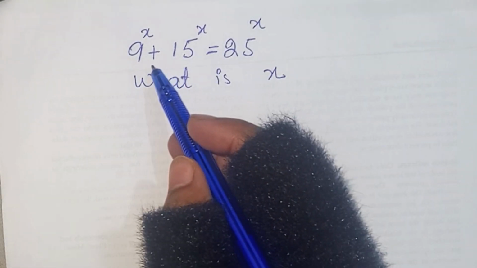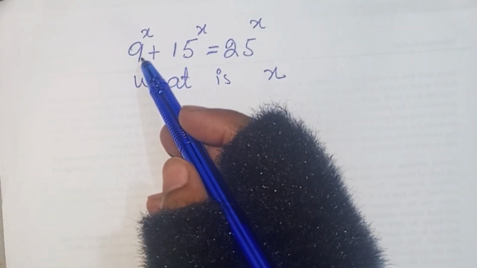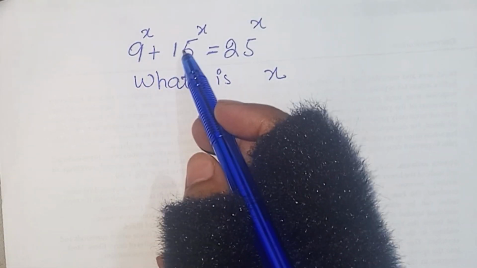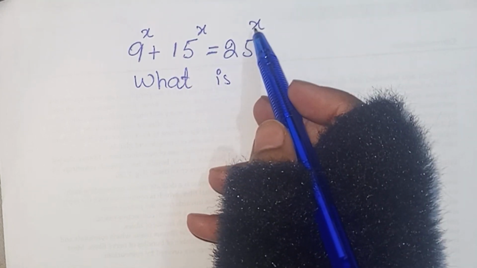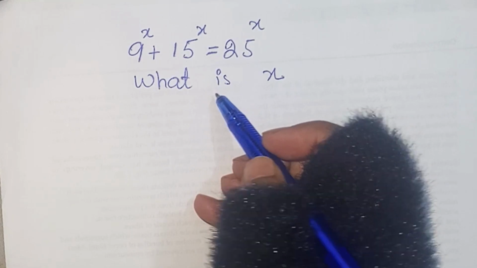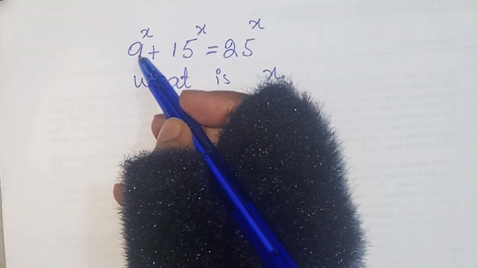Hello, good day everyone. Let's try to solve this question. The question is: 9 raised to the power x plus 15 raised to the power x is equal to 25 raised to the power x. Then what is the value of x in our question? So let's start.